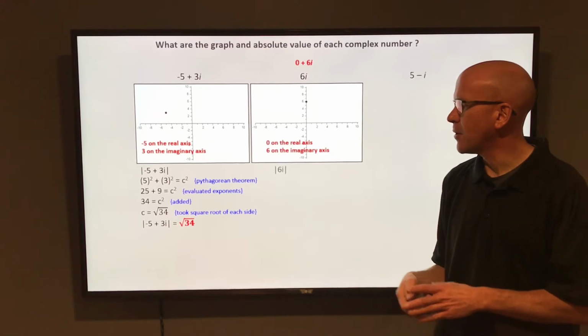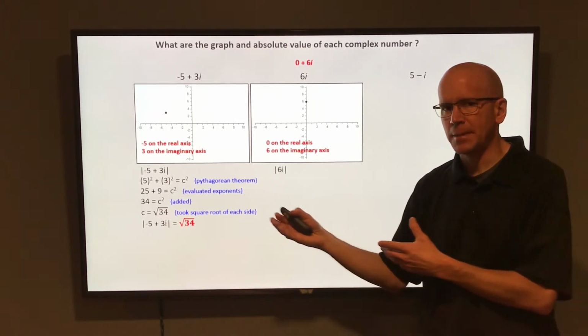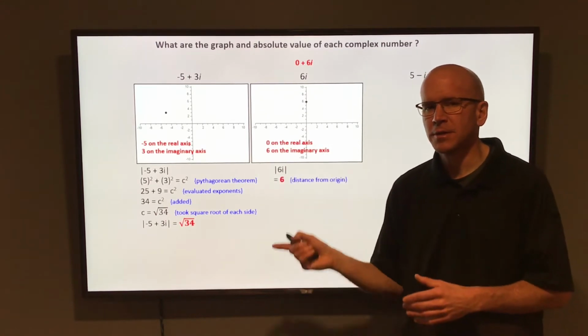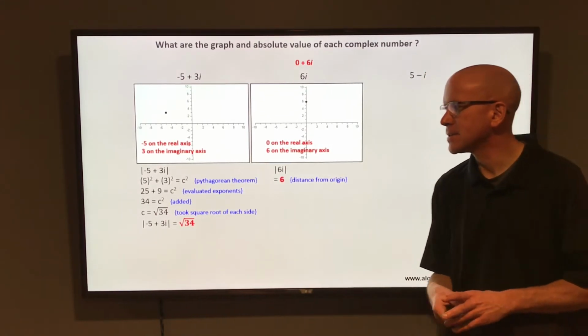Now to find out how far that is away from the origin, or finding the absolute value of 6i, real simple. You just went up 6. So the distance away from the origin is 6.